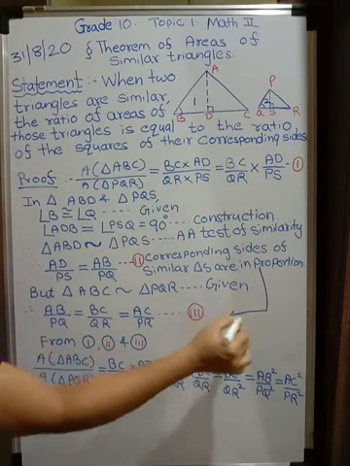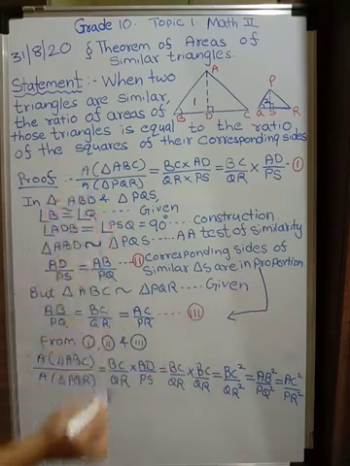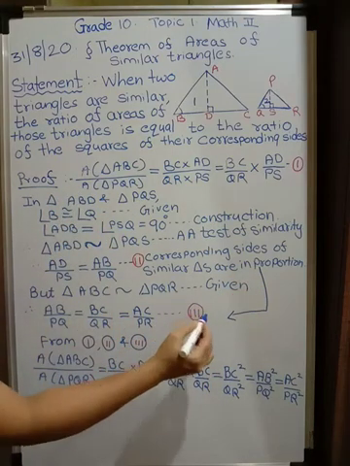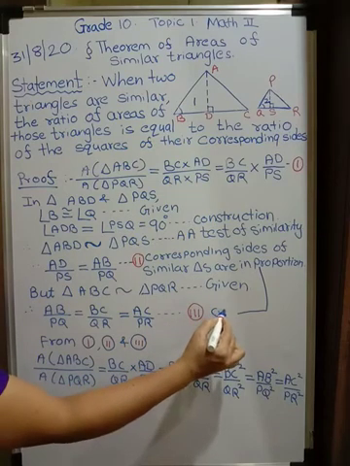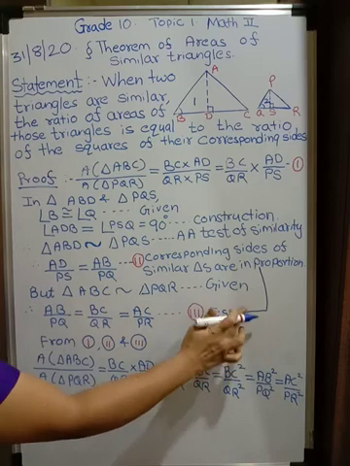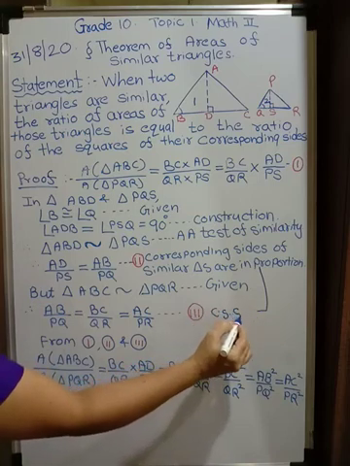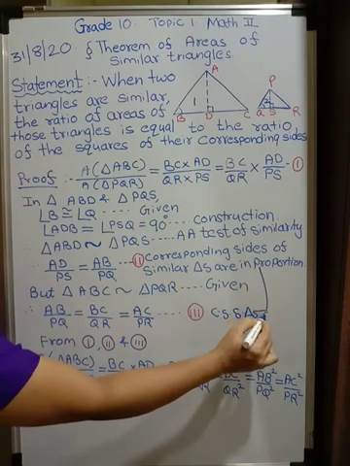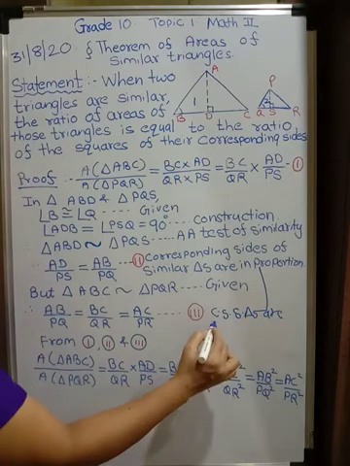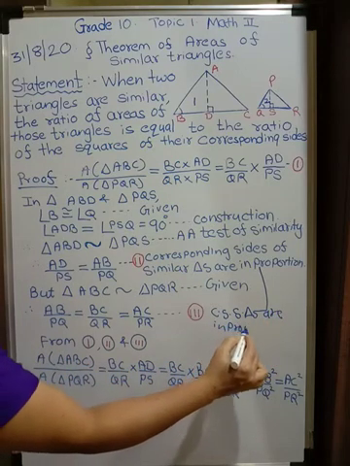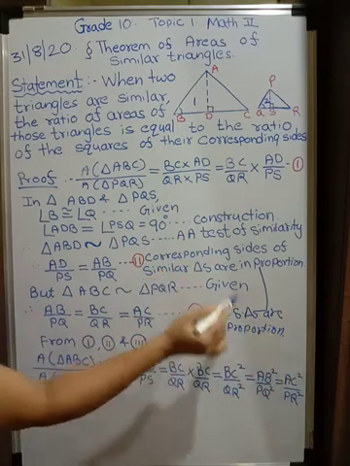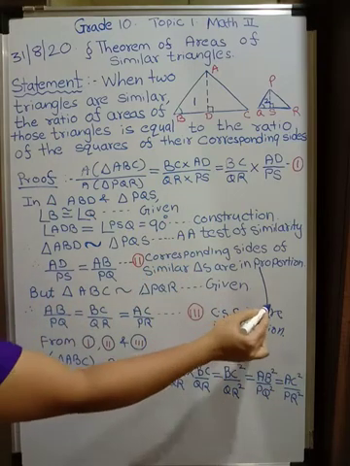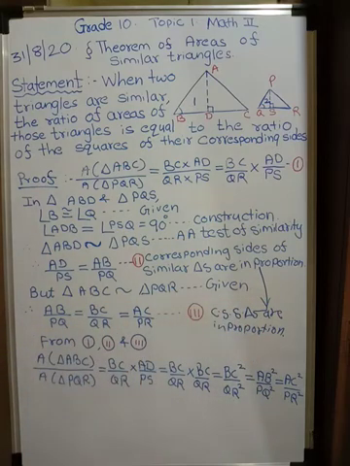Please do write the reason, okay? You can pause the video and take down all the steps. Please write your reason. I am writing in short: corresponding sides of similar triangles are in proportion. Okay, please write the same reason over here. Alright, so I am showing this by arrow for you to understand.